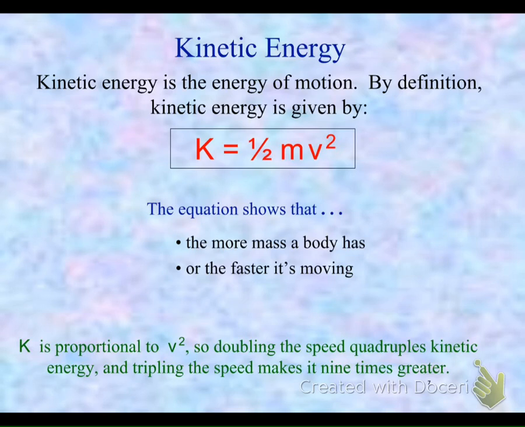Question? Now, the interesting and scary part of that is that little number beside the V. That little number beside the V makes it scary because if you're driving in the car, the faster you go, it becomes much, much more dangerous, exponentially. I'll explain that in a few minutes.